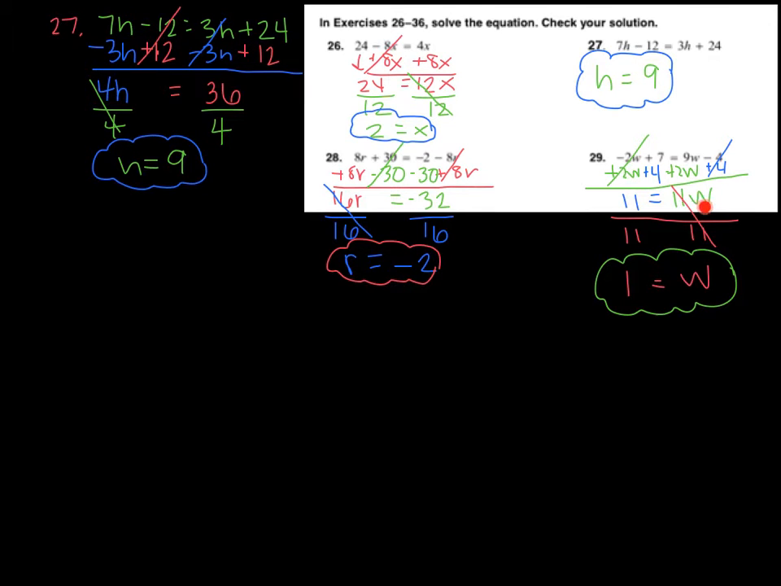The opposite of multiplying w by 11 would be to divide. So 11 divided by 11 left me with 1w, and 11 divided by 11 on the other side gave me 1. So I know that w is equal to 1.